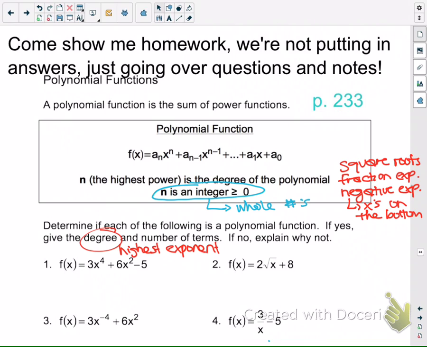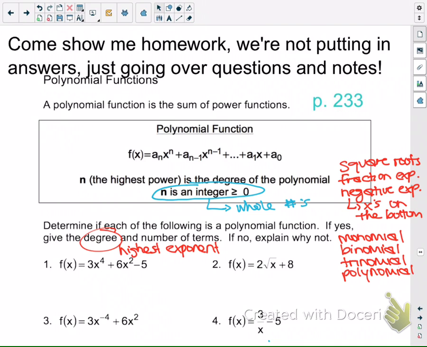And number of terms. Remember, if it's a single term, we call it a monomial. If it's a two-term, we call it a binomial. Three-term, we call it trinomial. And after that, we just call it a polynomial, or many terms. Okay? So if we're looking at that list, 1 through 8 at the bottom of this page, let's first pick out the ones that are not polynomials at all.